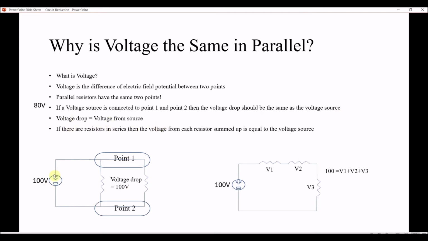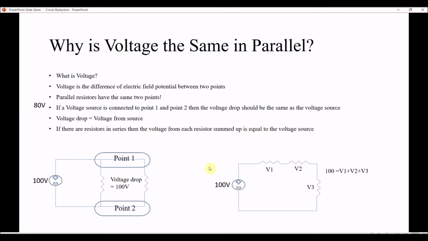So let's look at that here. We have 100 volts. This is the voltage source. And we have two resistors in parallel, and they're also parallel to the voltage source. And as you can see, they all have the same points. Point 1 actually extends all here. Point 2 also extends all here. And so they have the exact same 2 points, and they're parallel, and so the voltage drop for this resistor and this resistor are both 100 volts. Now if they're resistors in series, then the voltage from each resistor is summed up to equal the voltage source.